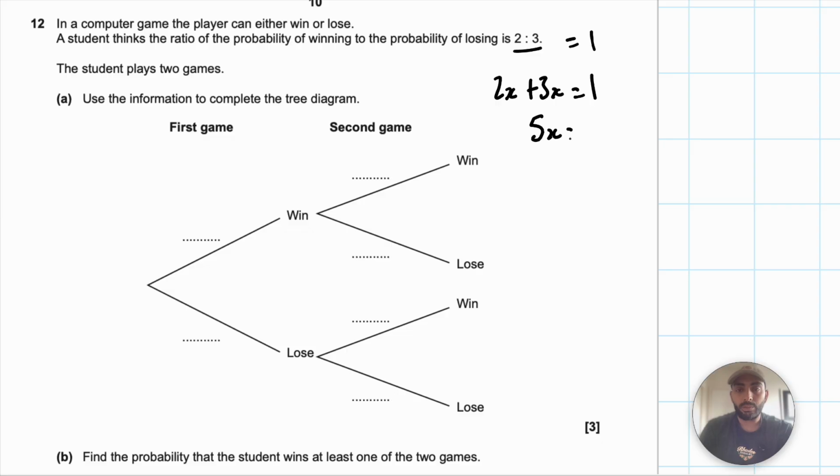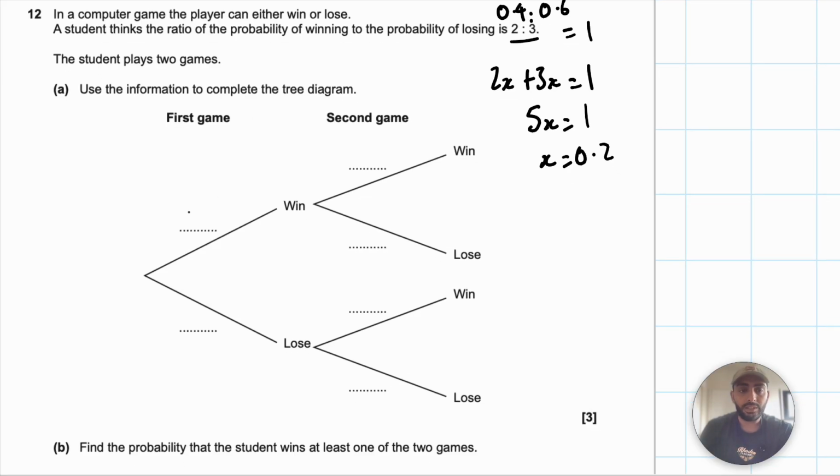So 5x will be equal to 1. And if I divide both sides by 5, x would be equal to 0.2. So the probability of winning would be 0.4, and the probability of losing would be 0.6. So the first game, winning, would be 0.4. And second game, winning, would also be 0.4.